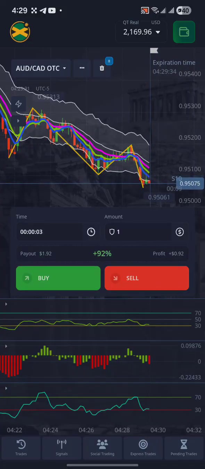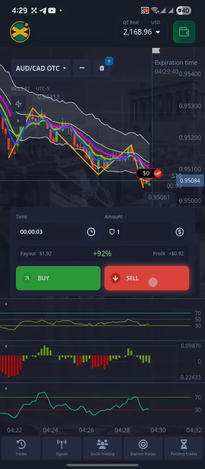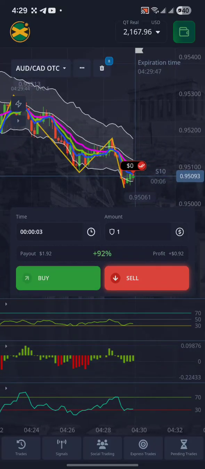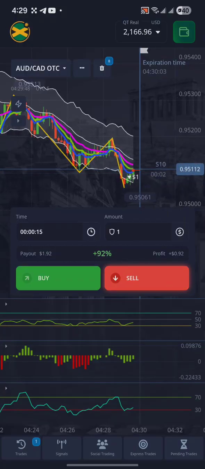I would just stop trading now and wait till the market starts moving again. But we're not getting that. This would have been an untradable market for me. You're not really getting anything out of this.